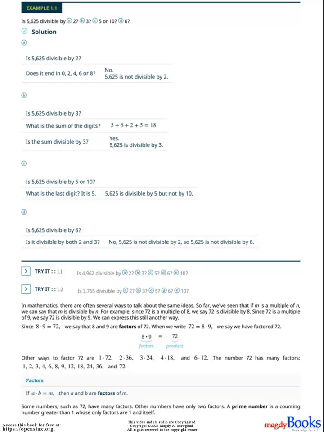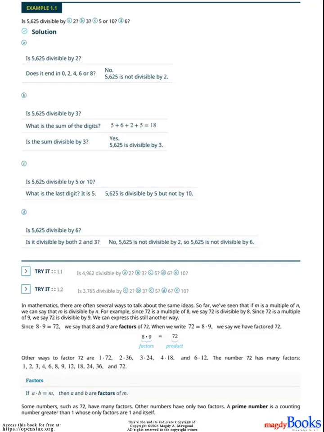Other ways to factor 72 are 1 times 72, 2 times 36, 3 times 24, 4 times 18, and 6 times 12. The number 72 has many factors: 1, 2, 3, 4, 6, 8, 9, 12, 18, 24, 36, and 72. D. Factors. If A times B equals M, then A and B are factors of M.